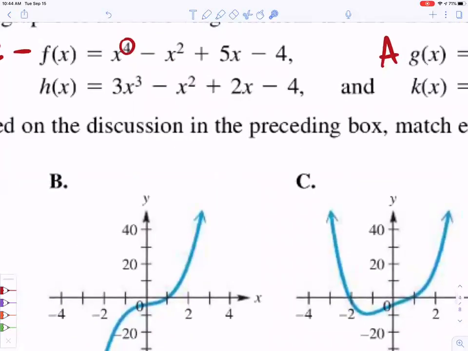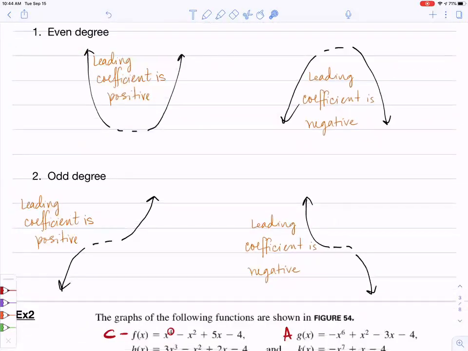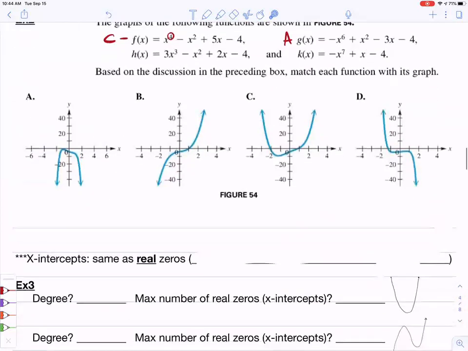Okay, November, h of x. What's the degree? And what's my leading coefficient? 3. Okay, so then which of my 4 choices is this going to be? It's gonna be the left bottom one. Okay, bottom left, so this one right here. Okay, and so what does that match with on here? B.